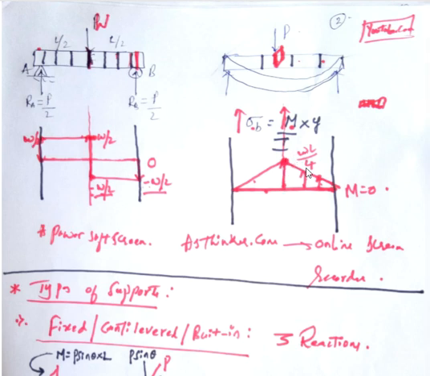The maximum bending moment you can see here is at this section, and the value is WL by 2. So this center section is subjected to maximum bending moment. That means it is also subjected to maximum bending stress. So if the beam, if at all it fails, then it is going to fail at this cross section. So this cross section is called the critical cross section.